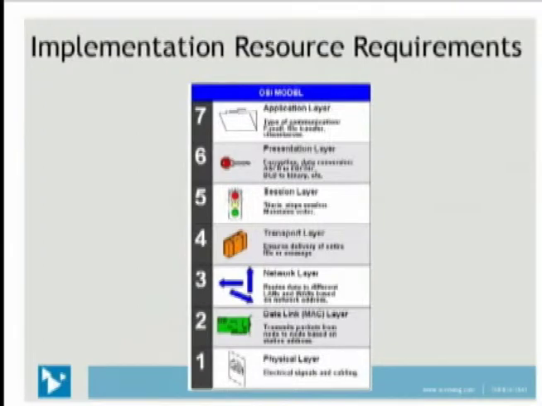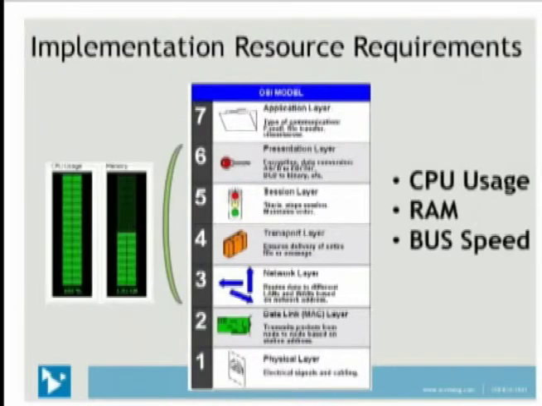If you look at the implementation resource requirements for this model, you're going to find that the heaviest portion of that model is from layers 3 through 6. And you'll see that CPU usage is the max, and memory usage can be very, very large as well. So CPU, memory, and bus speed, all of those things impact how fast information moves from the physical layer up through and to the application layer.